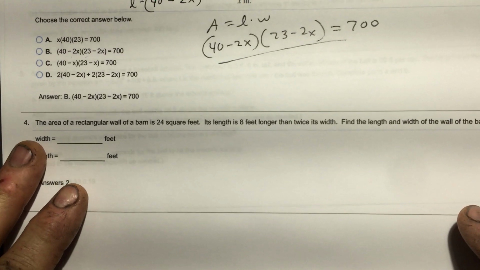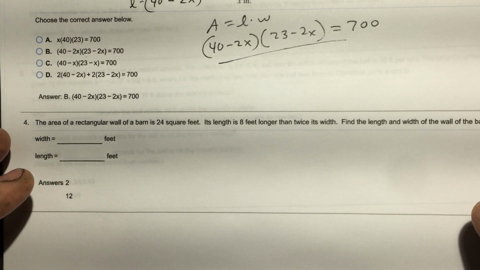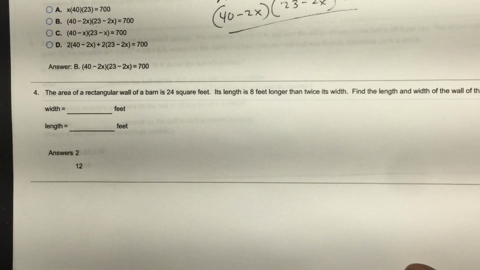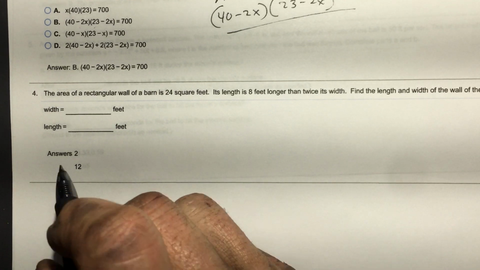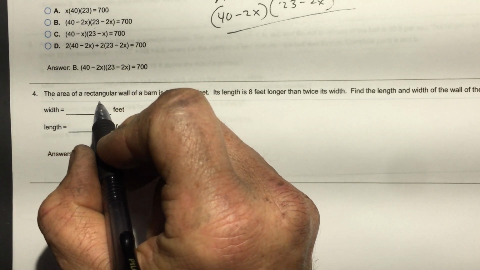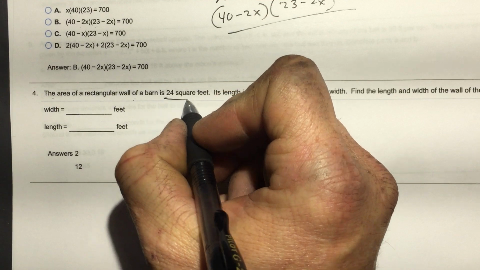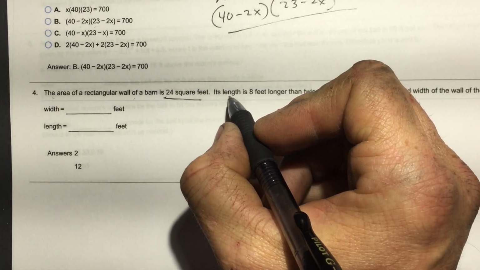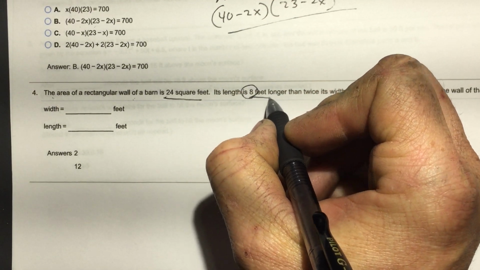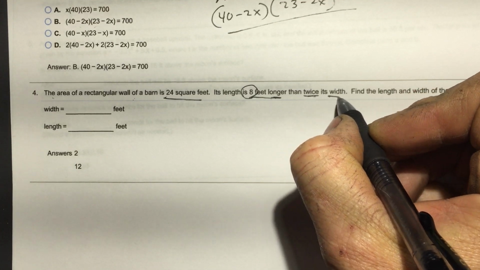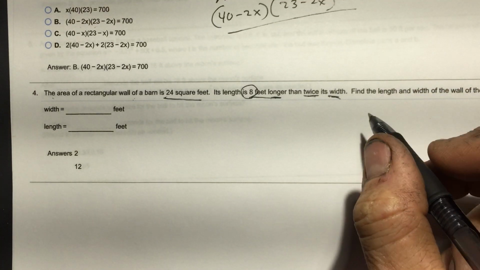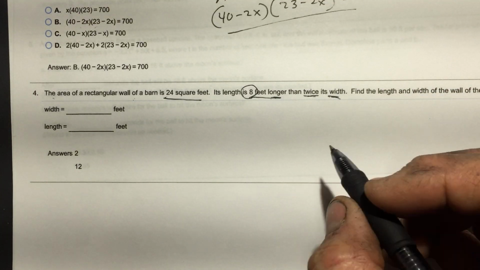So that's the first three, just setting them up. Now, number 4 here, we're actually doing one. And this one's not too bad. The area of a rectangular wall of a barn is 24 square feet. It says the length is 8 feet longer than twice what the width is. Find the length and the width of the wall of the barn.